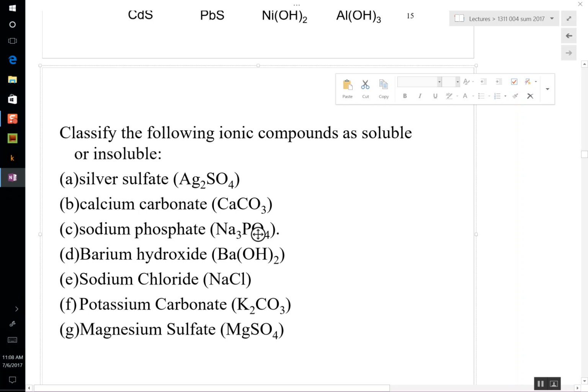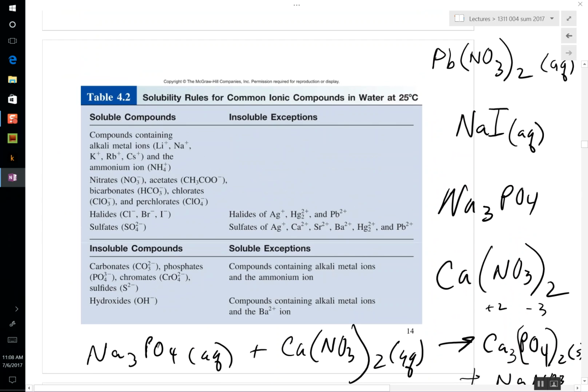Insoluble? All right. Now, how do you do that? Silver sulfate. So look at sulfates right here. Now look, it's in the column of soluble compounds. Exceptions: silver. So most sulfates are soluble in water, but here are the ones that are not: silver, calcium, strontium, barium, mercury, and lead.